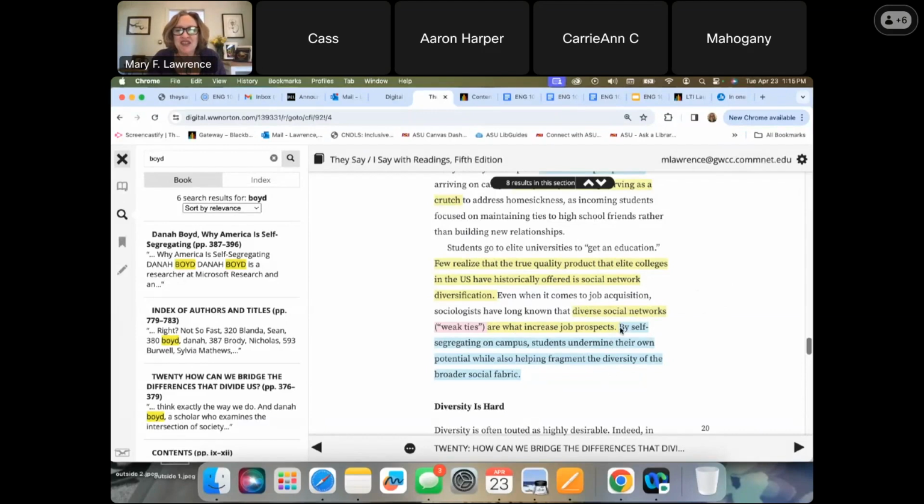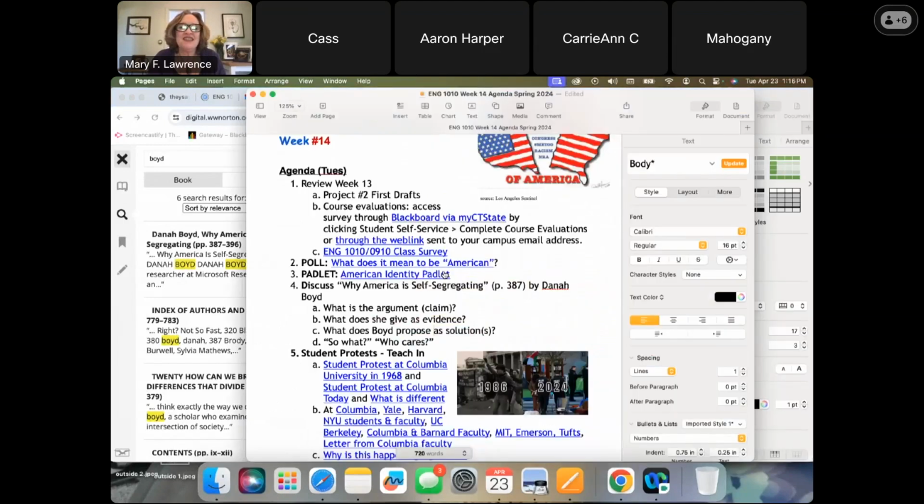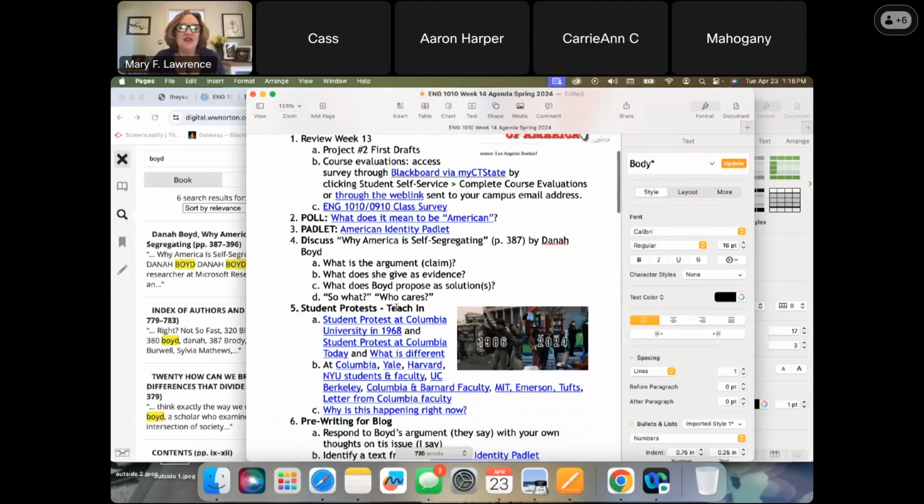And then back to her thesis, the reverse is that by self-segregating on campus, students undermine their own potential while also helping fragment the diversity of the broader social fabric. All right, so that's her essay. It kind of ties to what's happening, as I said, for context in the world today.